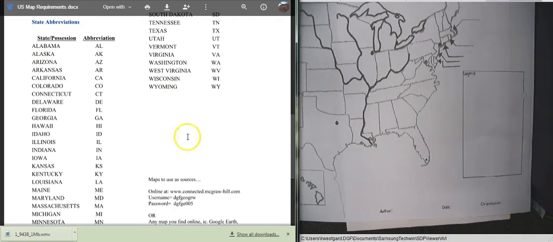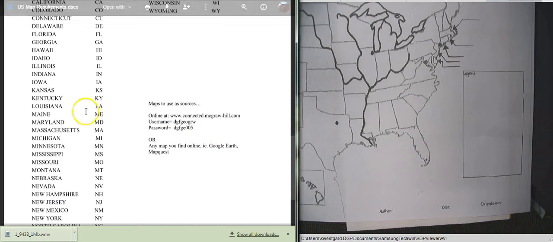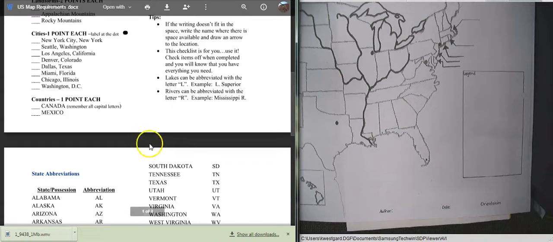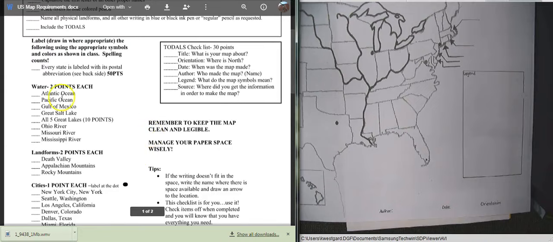My suggestion for you would be that when you are done, simply cross off that state so you know which ones you have left. Otherwise you're going to forget and you might miss some. So that's how you would find the postal abbreviations. Again, if you need to go online for some maps, there's some maps here to help you out, but let's go back up to the directions.